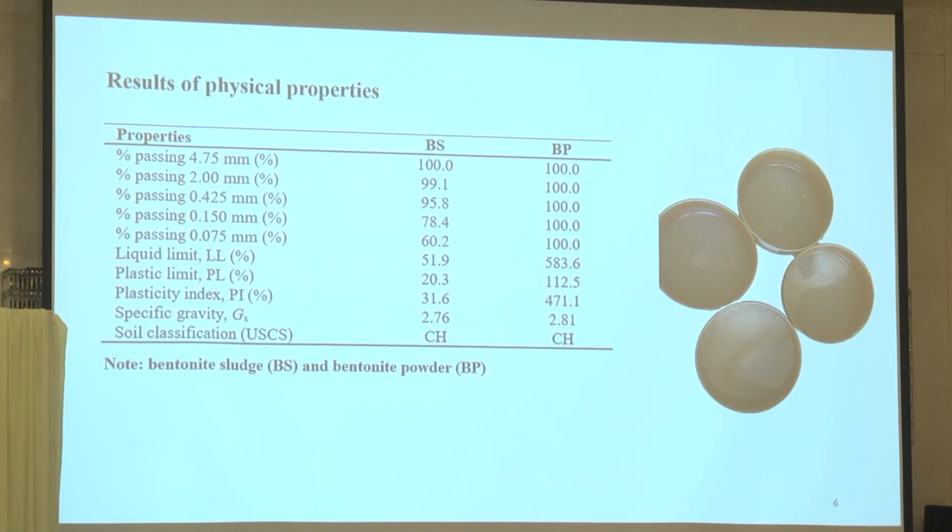And for the Atterberg limits, liquid limit, plastic limit, and plasticity index are quite dramatically reduced from the BP. As you can see, about 10 times reduced. BP has a liquid limit of approximately 600%, but for BS only 50%. And based on the physical property test result, both soils can be classified as high plasticity clay.